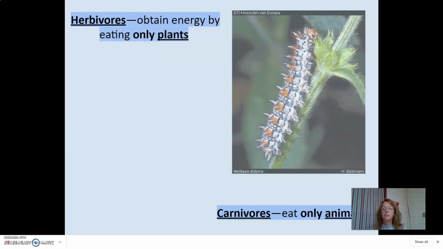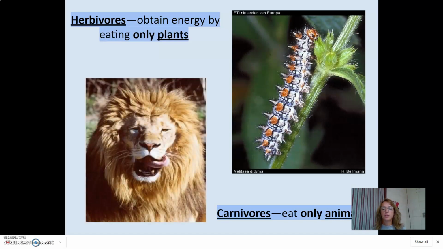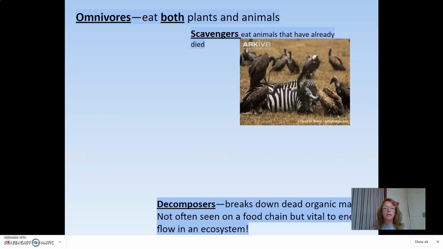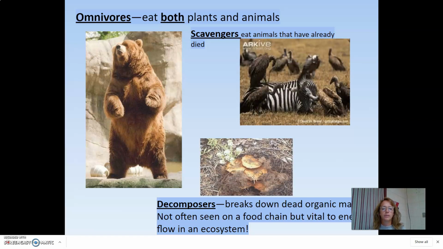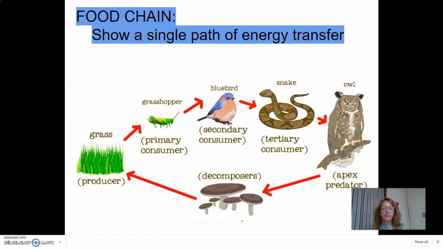And herbivores only eat plants. You should know that. Carnivores only eat animals. Omnivores eat both. And scavengers break down organisms that are already dead. So they're kind of probably more like a carnivore, but they only eat dead things. And again, decomposers fit in everywhere on our food chain because they break everything that's dead down into nutrients that go back into the soil. That's things like funguses and bacteria.